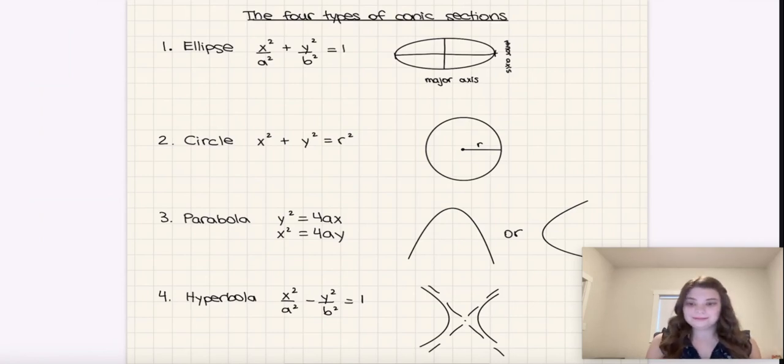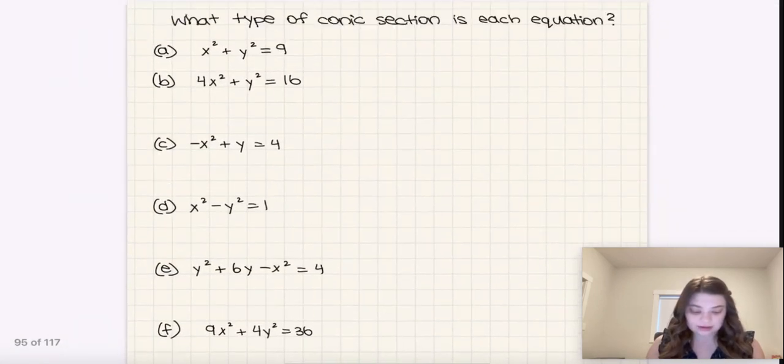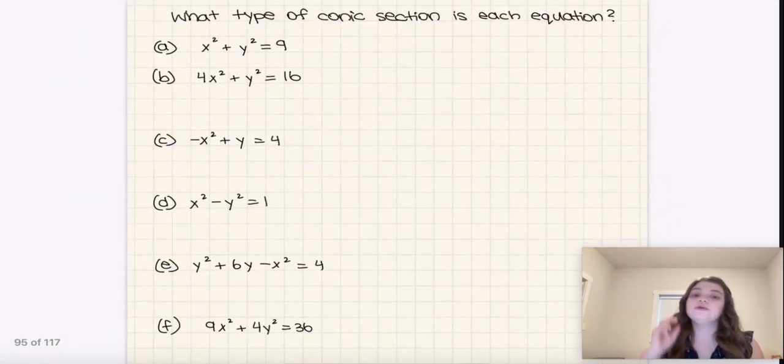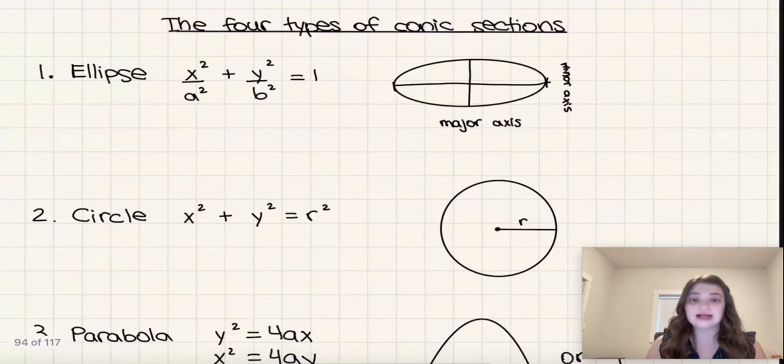Welcome back, everyone. Today we are going to be going through the four types of conic sections, and we're also going to be classifying each of these as one of the conic section types from before. So let's dive in. There are four types of conic sections. The first one here is the ellipse.